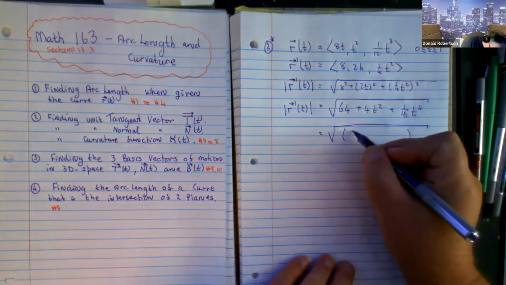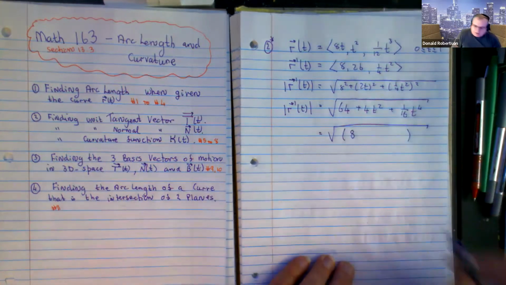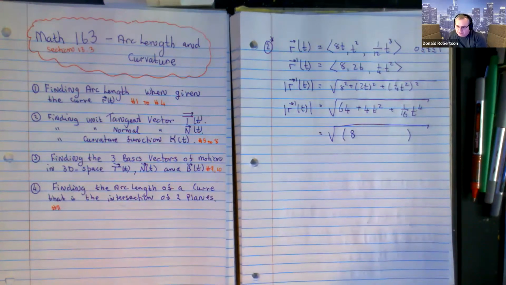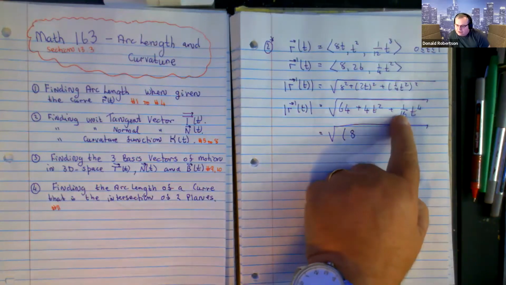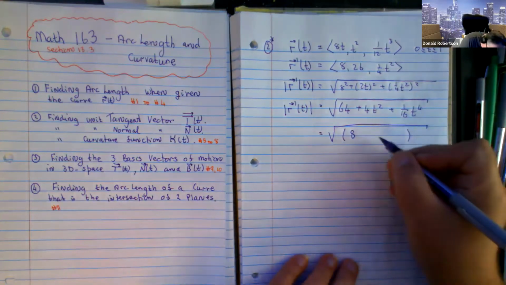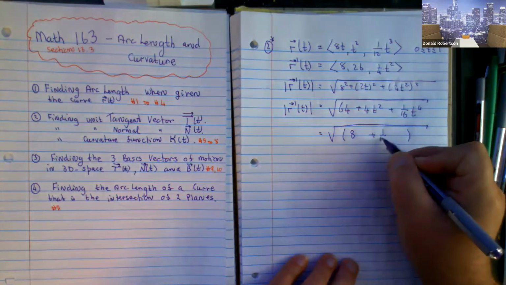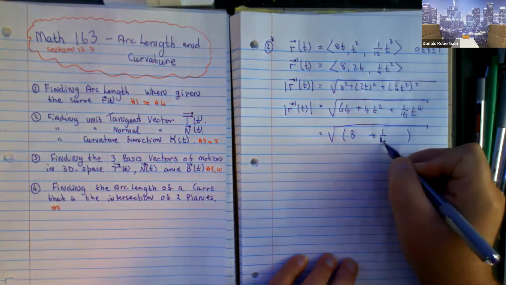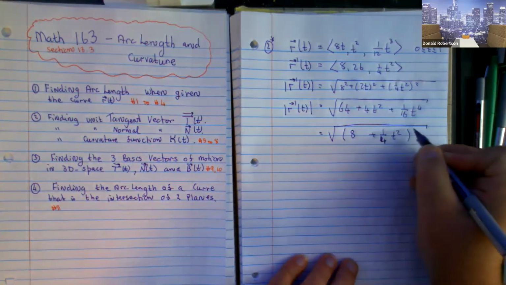64 gets you 8, because 8 times 8 is 64. And 1/16 t to the 4 is going to get me 1/4 t squared.